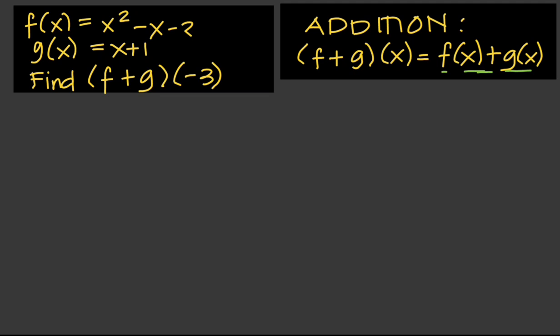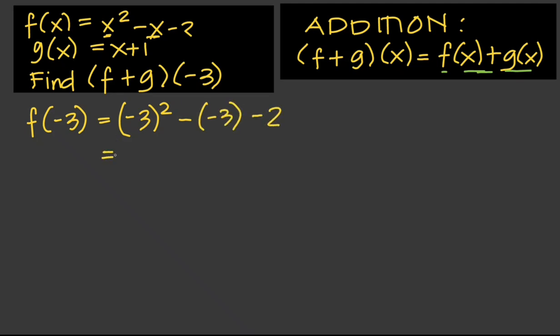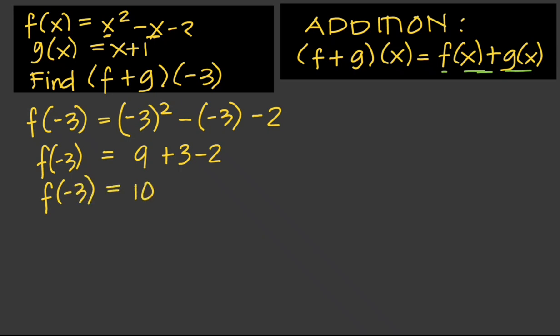So all we have to do is evaluate f and g at -3. We find f of -3 first. We plug in -3 to our x here. So that would be -3 squared minus -3 minus 2. So this is 9 plus 3 minus 2. Then f of -3 is just equal to 10.